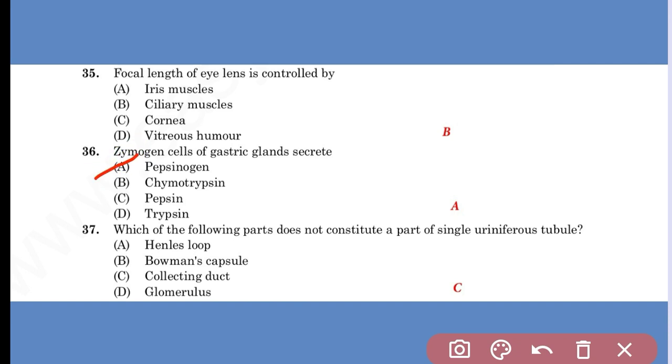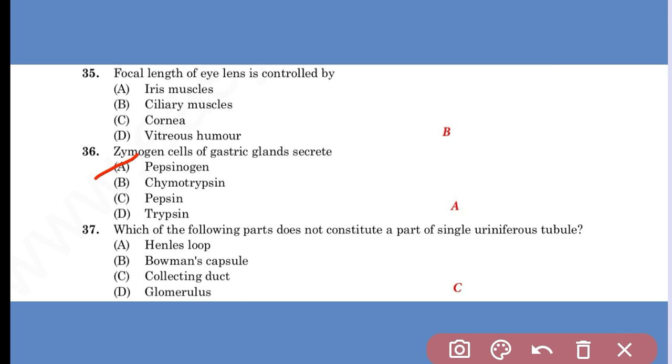Looking at the other options, chymotrypsin. Chymotrypsin is a digestive enzyme and a component of pancreatic juice, acting in the duodenum where it performs proteolysis, that is, the breakdown of proteins and polypeptides. It cleaves a peptide amide bond from the N-terminal.